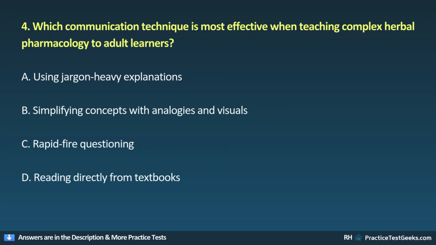4. Which communication technique is most effective when teaching complex herbal pharmacology to adult learners? A. Using jargon-heavy explanations. B. Simplifying concepts with analogies and visuals. C. Rapid-fire questioning. D. Reading directly from textbooks.